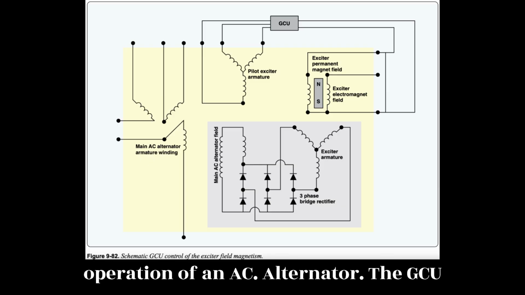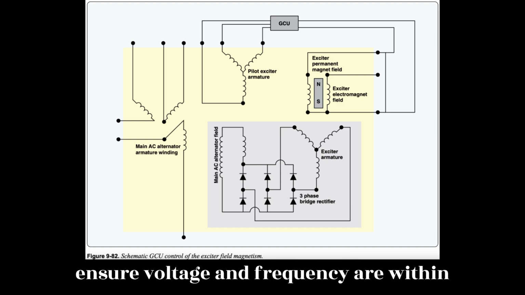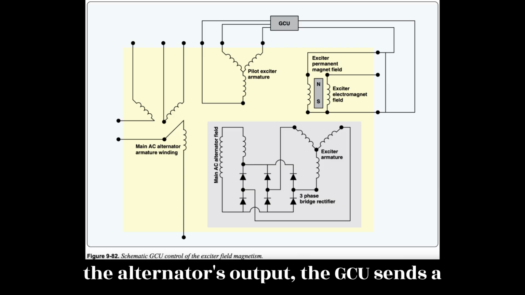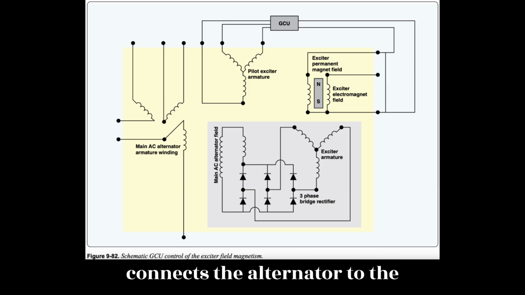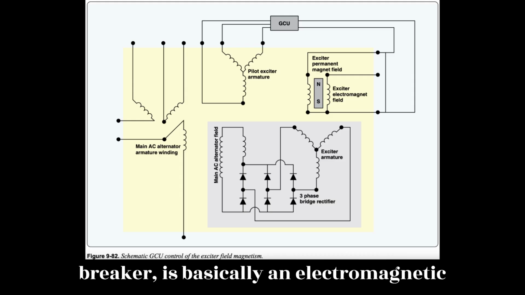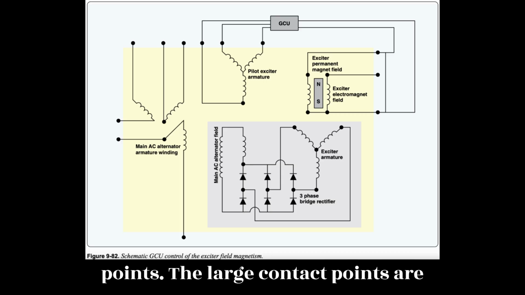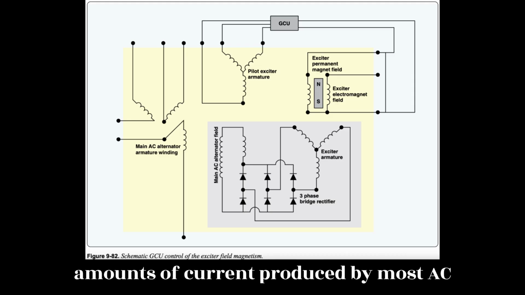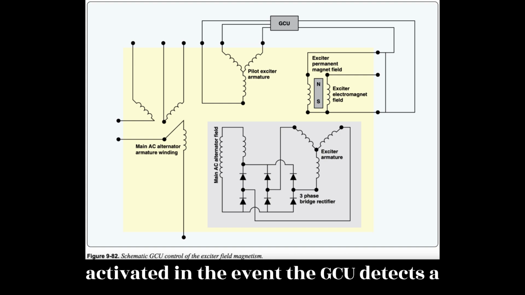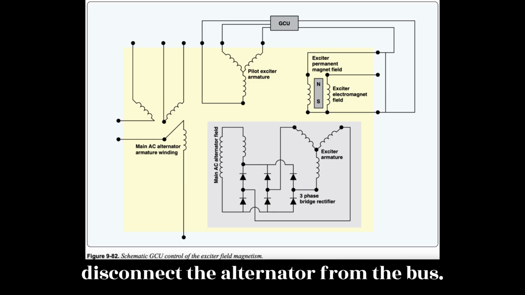When the pilot selects the operation of an AC alternator, the GCU monitors the alternator's output to ensure voltage and frequency are within limits. If the GCU is satisfied with the alternator's output, the GCU sends a signal to an electrical contactor that connects the alternator to the appropriate AC distribution bus. The contactor, often called a generator breaker, is basically an electromagnetic solenoid that controls a set of large contact points. The large contact points are necessary in order to handle the large amounts of current produced by most AC alternators. This same contactor is activated in the event the GCU detects a fault in the alternator output. However, in this case the contactor would disconnect the alternator from the bus.